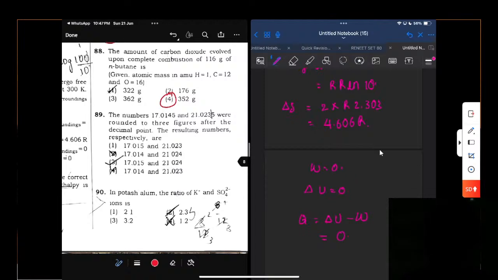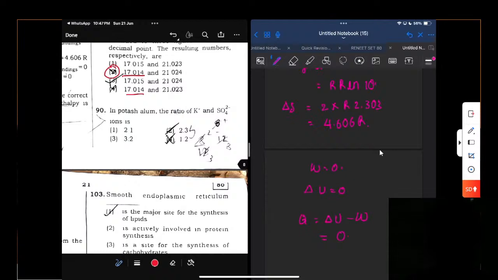And the second one, 89. The number of, see here, we have to round off this one. Here it is 5. You have to look at the previous number. If it is even, keep the number as it is. This one and this one we have. And the next one is odd. If it is odd, increase the previous number by 1. So option 2 is correct for this.